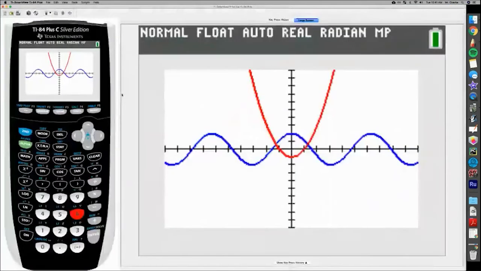But first, is everyone still on board? Did everyone get this graph to look the way I have it? All right, I'm just going to assume that you did.